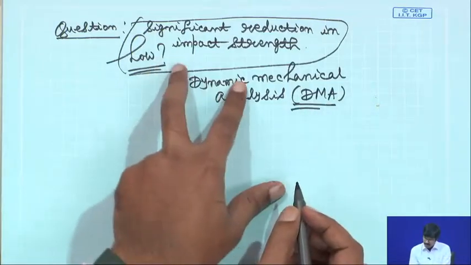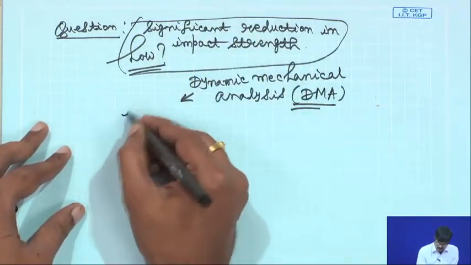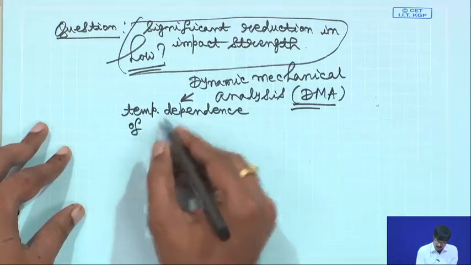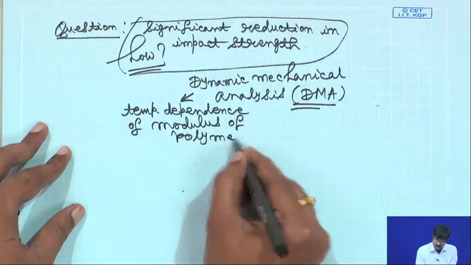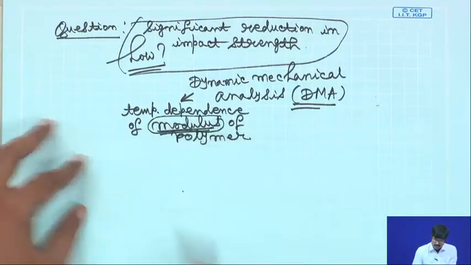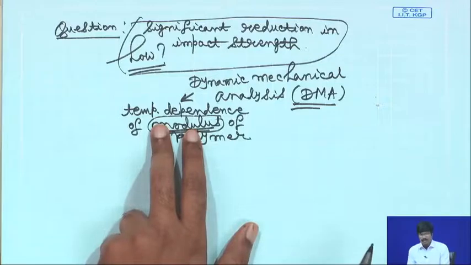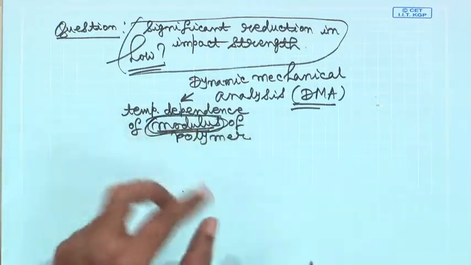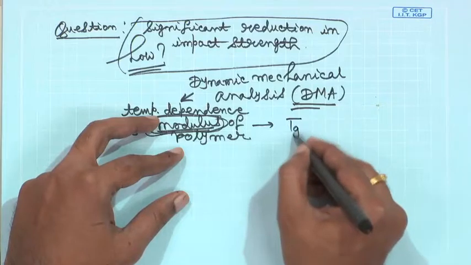So, basically this particular process determines the temperature dependence of the modulus of a polymer. The modulus that I am going to talk about, you remember there is something called Young's modulus. This is something different, of course, because Young's modulus tells you the stiffness of the material, the slope of the linear part of the stress strain curve. So, it is another kind of modulus I am going to talk about. This is the temperature dependence of the modulus of the polymer, and this also gives you an estimate of Tg.